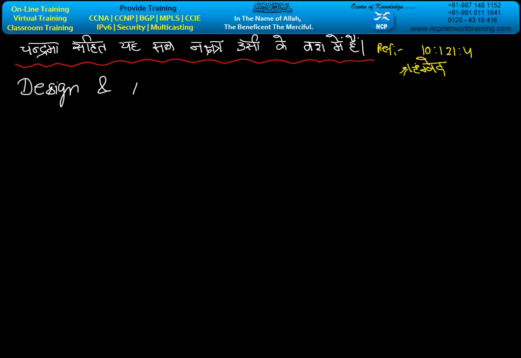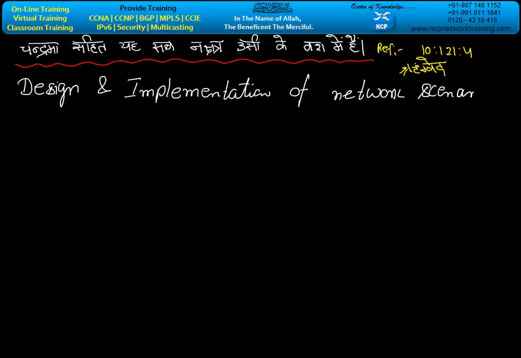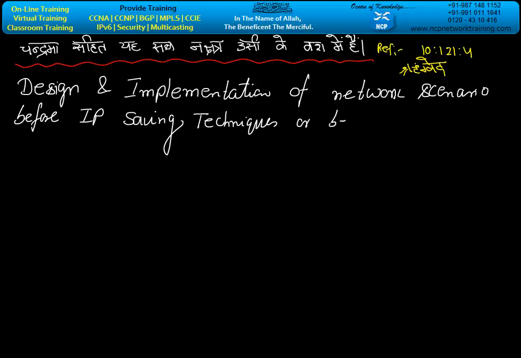Design and implementation of network scenario before IP saving techniques, or before mid of 1985.